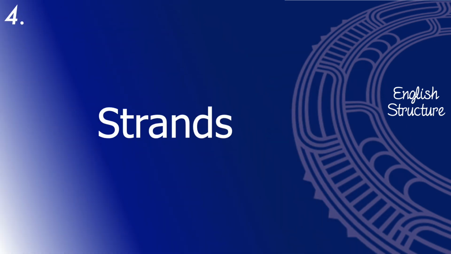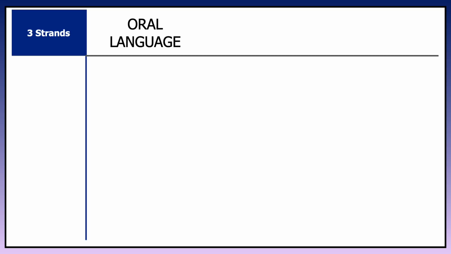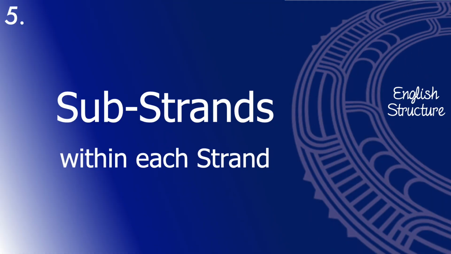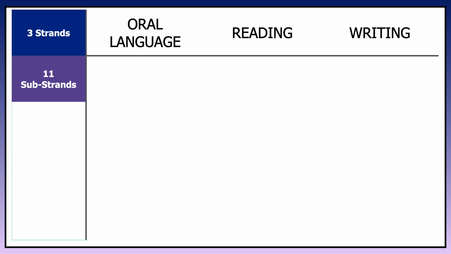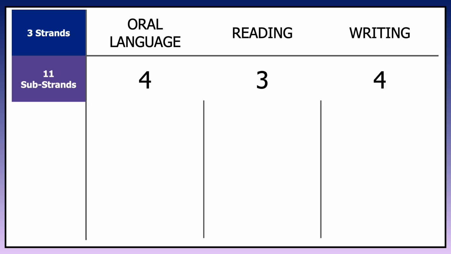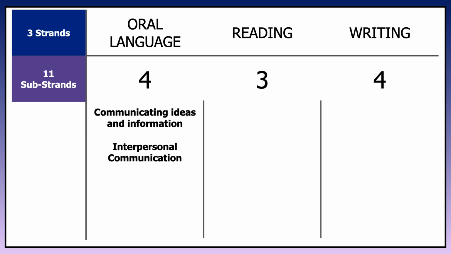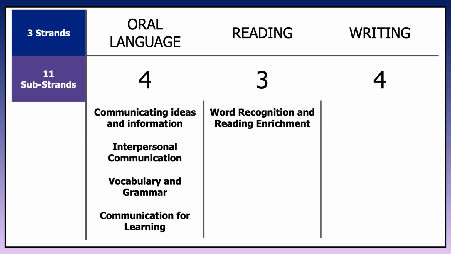Now we have where things start to get more specific. First of all, we've got the strands. There's 3 of them, the first being oral language, then we have reading and writing. Within each strand there are sub-strands, and there's 11 of them in total, 4 in oral language, 3 in reading and 4 in writing. And those 11 sub-strands are communicating ideas and information, interpersonal communication, vocabulary and grammar, and communication for learning. In reading, we have word recognition and reading enrichment, comprehension, and critical analysis.